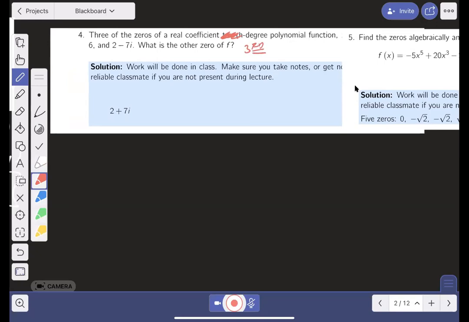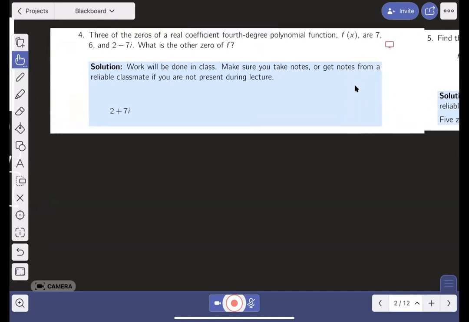All right, so 3 of the zeros of the real coefficient polynomial. Let me change this to 2. All right, so 2 of the zeros of the real coefficient polynomial function. You know what? Maybe they're covered up. Maybe I shouldn't do that. I realize that maybe I just covered it up. I didn't put them all down there. Let me just cover this thing up again.